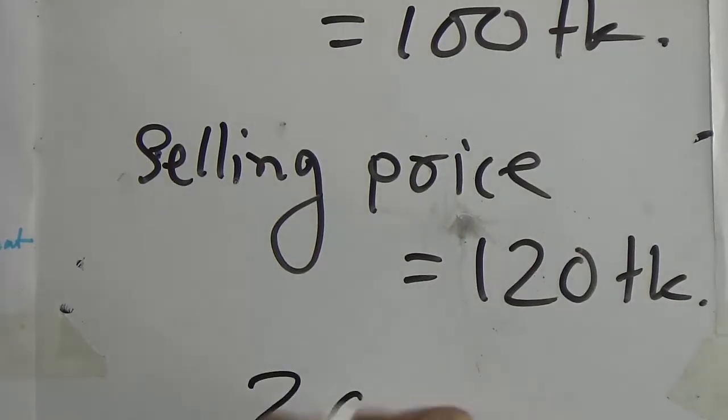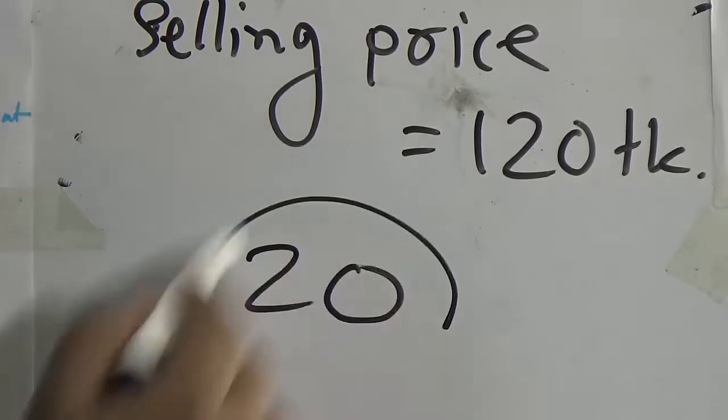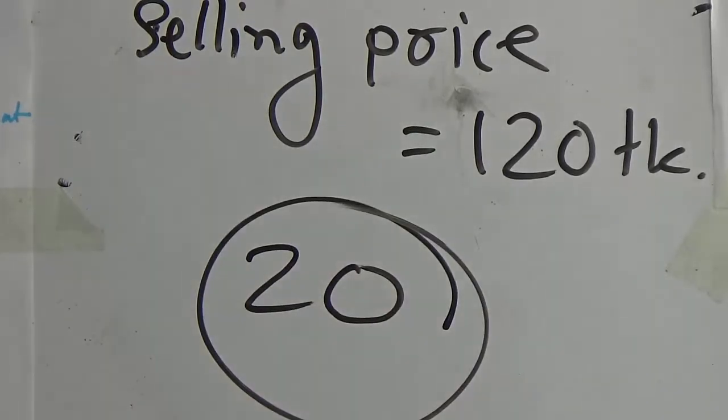Profit is 20 taka because we subtract 100 from 120. So profit is 20 taka. I hope you have understood. Then 23 number question. What is loss?